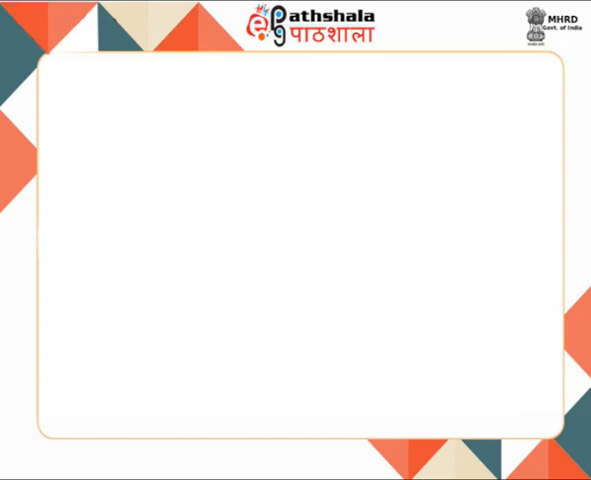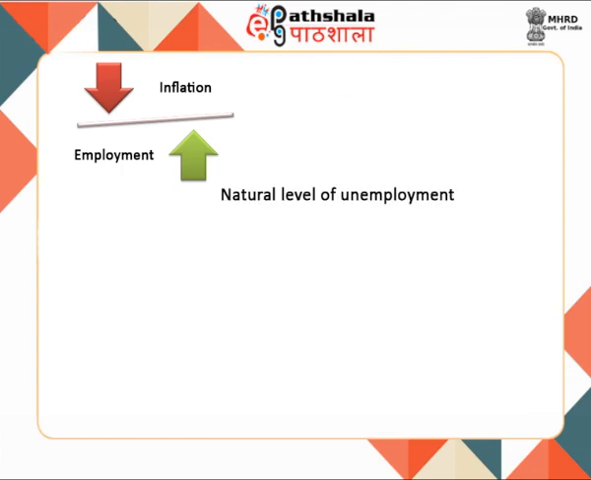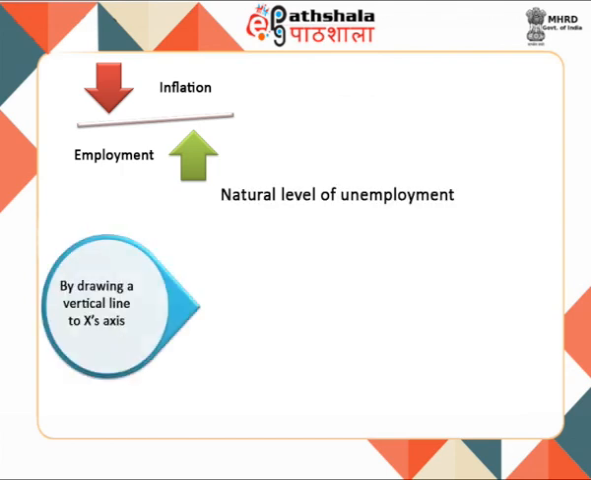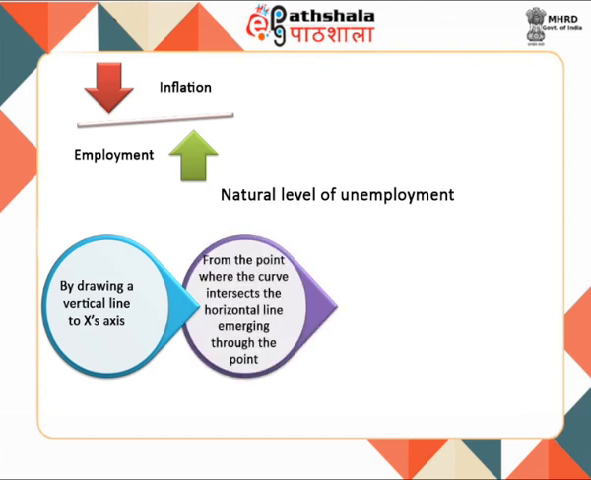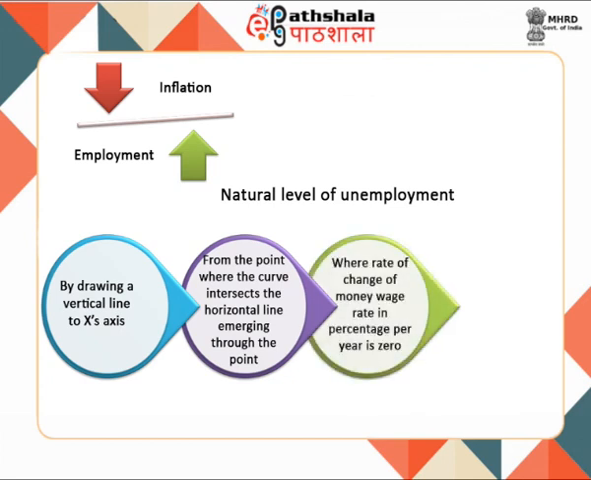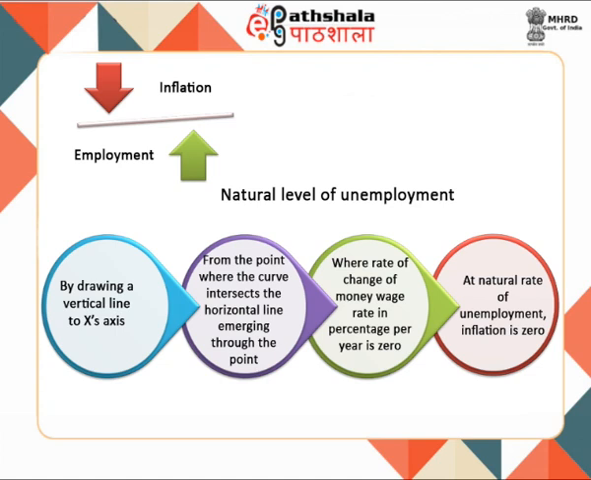As there is a trade off between inflation and unemployment, policymakers could choose different combinations of inflation and unemployment rate. The natural level of unemployment can be determined by drawing a vertical line to the x-axis from the point where the curve intersects the horizontal line, emerging through the point where the rate of change of money wage rate in percentage per year is zero. Hence, at the natural rate of unemployment, inflation is zero.